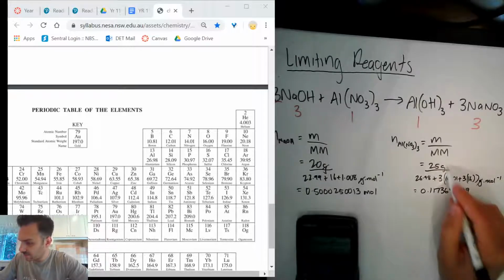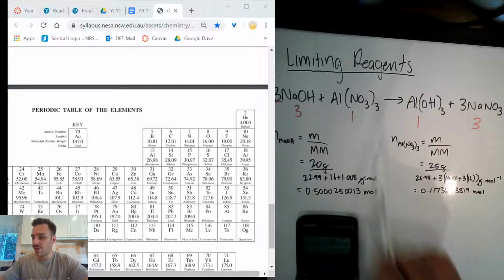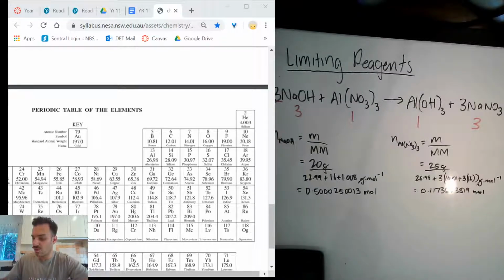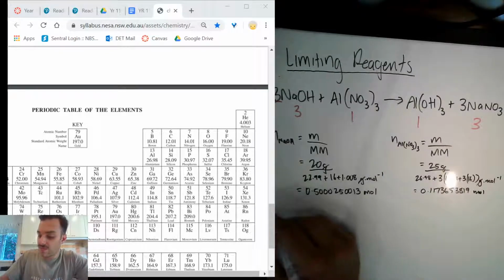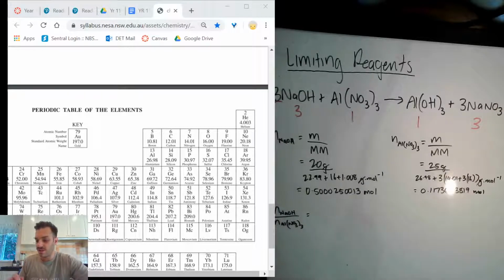0.1173653819 moles. Okay, now what we need to do is work out the ratio. Do we have a 3-to-1 ratio, or do we have something else? So what we need to do for that is divide them: the number of moles of sodium hydroxide to the number of moles of aluminium nitrate. Now we're expecting this to be 3. If it's not 3, we need to know what it is.